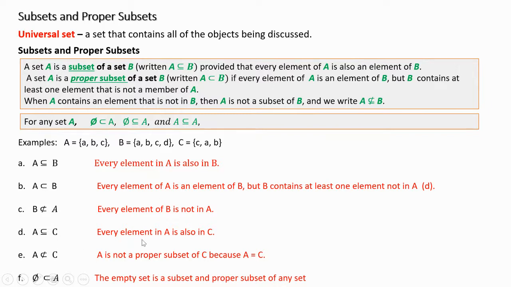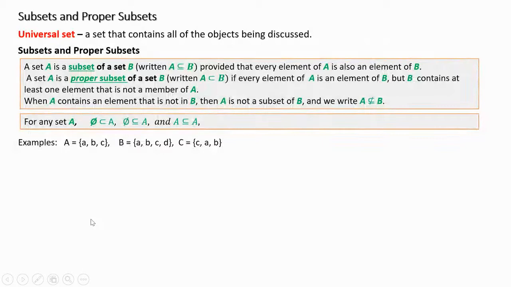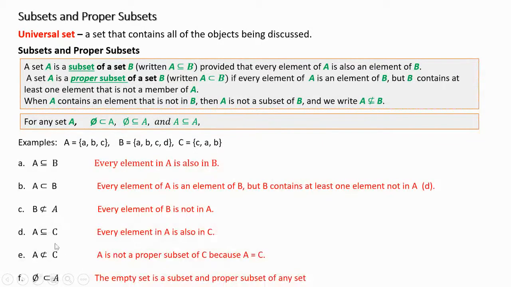Okay, now let's go here. We're actually on E. A is not a proper subset of C. A is A, B, and C is C, A, B, so these are equal sets also. But remember the definition of a proper subset? Every element of A is an element of B, but B contains at least one element that's not in A. The sets A and C contain the same elements. C does not contain an extra element that's not in A, so that's why this is not a proper subset.